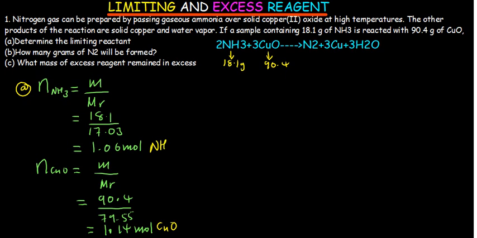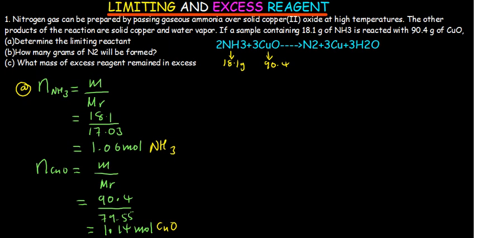Now we want to determine which one of these two is the limiting reagent. One thing that we can do is, when we have these moles of ammonia, how many moles of copper oxide do we expect to react with them? And when we have these moles of copper oxide, how many moles of ammonia do we expect to react with them? We can take any of them and then determine the moles of the other that is expected to react with that one. In this case, let me take ammonia and determine the moles of copper oxide that are supposed to react with ammonia.